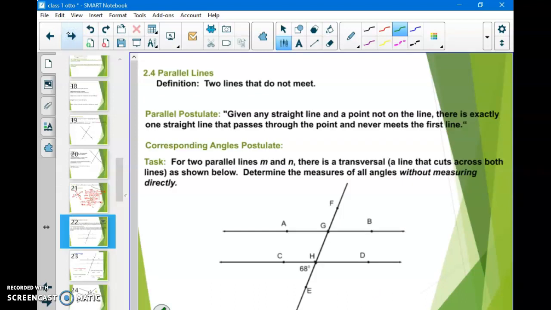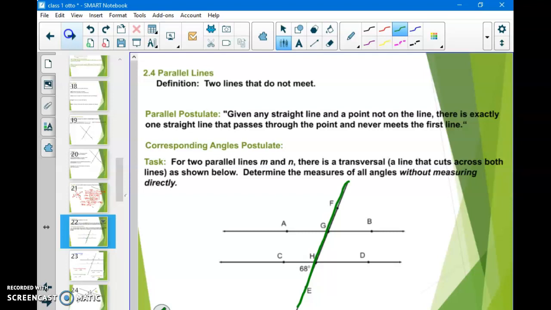All right, so let's move to section 2.4. In section 2.4, it talks about lines that do not meet being parallel. We have a parallel postulate that says, given any straight line and a point not on the line, there is exactly one straight line that passes through that point that never meets the first line. Okay? Parallel postulate. And for any two lines M and N, there is a transversal, a line that cuts through both of the lines. So in this example, this would be my transversal.